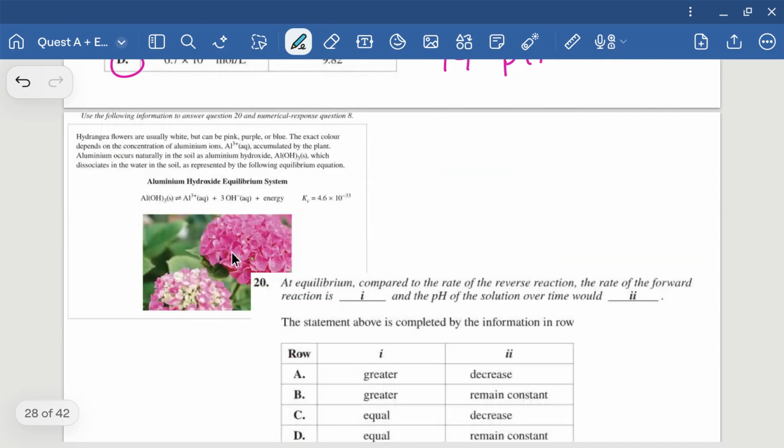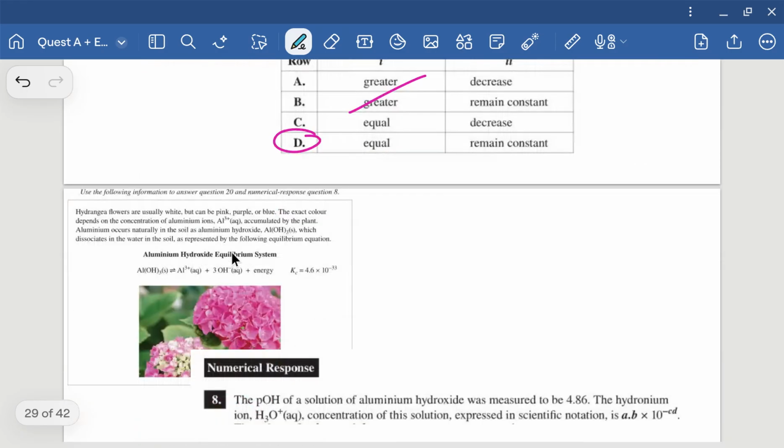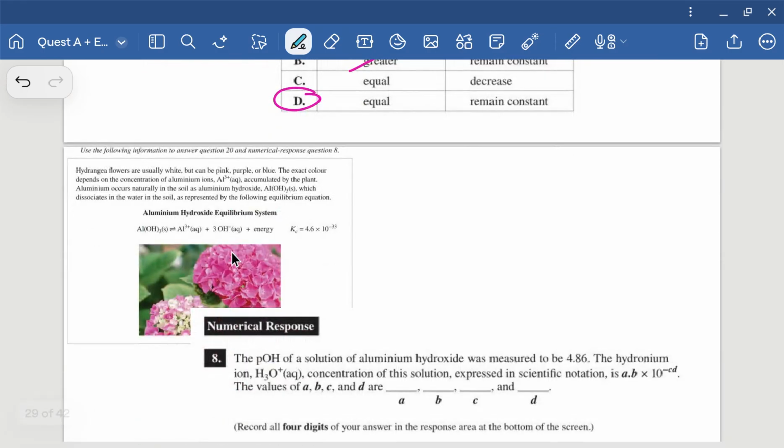Looking at question 20, you have some information about, it's essentially a natural indicator, right, that changes colors, and it's asking, based on this equation, that at equilibrium, the rate of the reverse reaction compared to the rate of the forward reaction. So if you're in equilibrium, they're going to be equal, and the pH of the solution over time, if you're in equilibrium, it's going to remain constant. So that was more of a theory question. Now the second part of this is for a calculation.